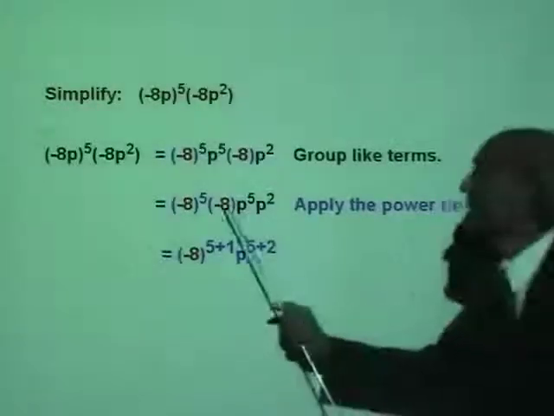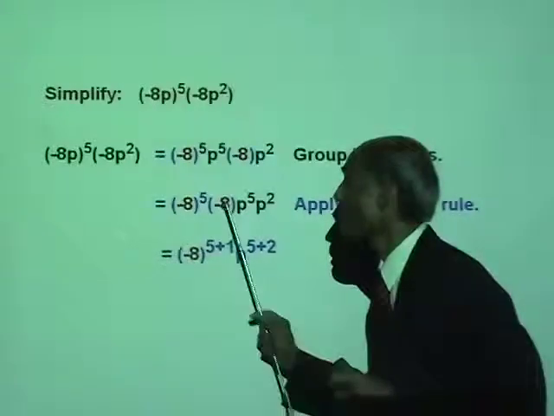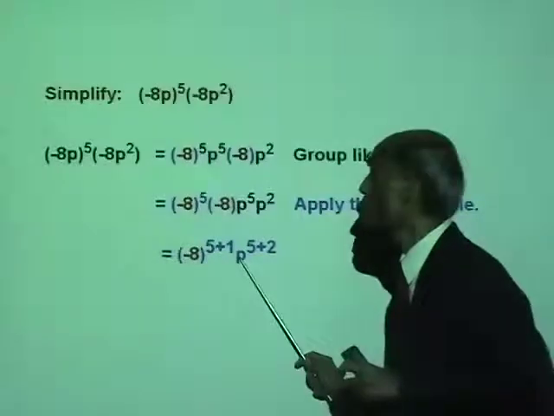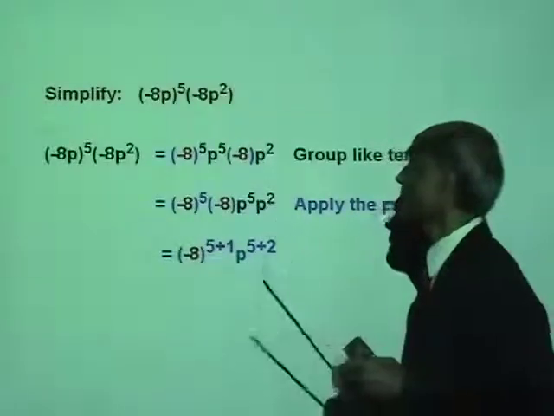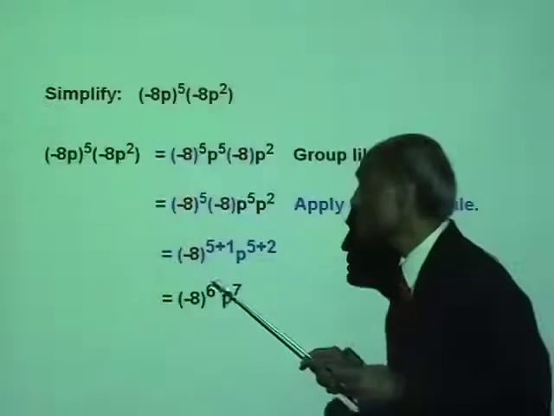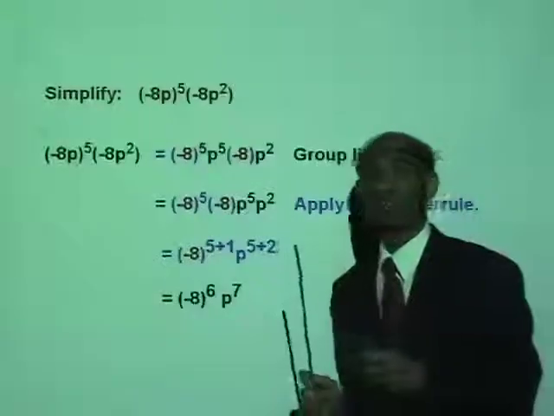And that will be -8, the same base, raised to the power of 5 plus 1, times p to the power of 5 plus 2. And that is -8 raised to the power of 6 times p to the power of 7.